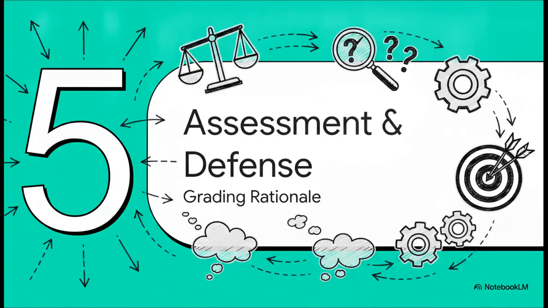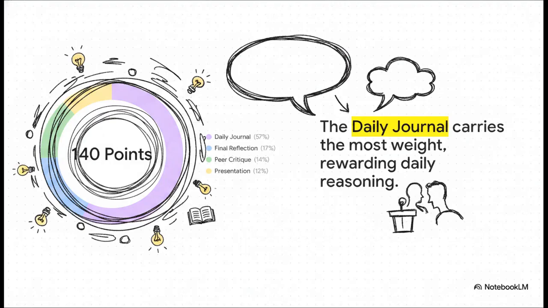Finally, we arrive at Section 5, Assessment and the Defense, or how exactly we grade the student's rationale. So out of the 140 total points available, the Daily Journal eats up a massive 80 points all by itself. The final reflection is 24 points, the peer critique is 20, and that final presentation is 16. Do you see what that does? It mathematically reinforces to the student that their daily reasoning and their ability to clearly explain their choices matters infinitely more than whatever their final revenue total says on the scoreboard.